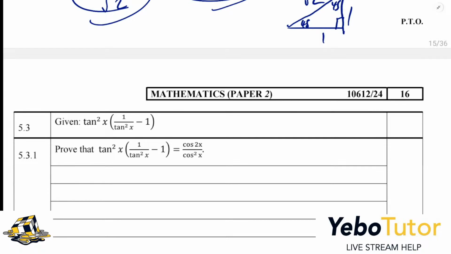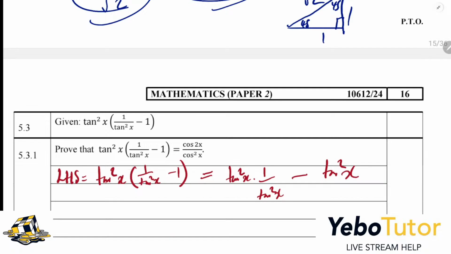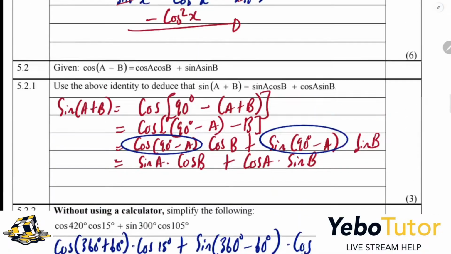So we can prove on the left hand side. We start by saying left hand side. Let's use the red again. Left hand side is equal to your tan squared of x multiplied by 1 over tan squared of x minus 1, and this is equivalent to tan squared of x multiplied by 1 over tan squared of x minus tan squared of x. This and this will cancel, then we have 1 minus tan squared of x.